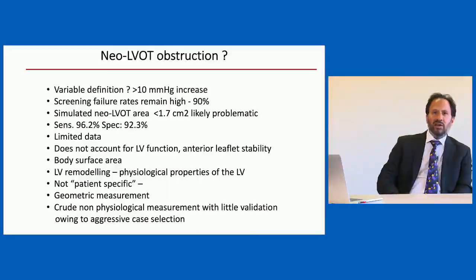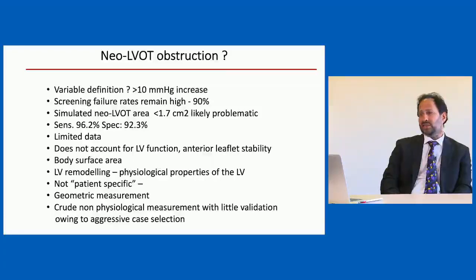Now, the problem with neo-left ventricular outflow tract obstruction is that the definition varies in the literature. Some reports describe a neo-left ventricular outflow tract obstruction as a greater than 10 millimeter increase in pressure pre and post-deployment, and this is one of the main reasons why patients are turned down for transcatheter mitral valve replacement therapy. The screening failure rate remains high at approximately 90%, with a simulated neo-left ventricular outflow tract area of less than 1.7 centimeters squared likely to be problematic.